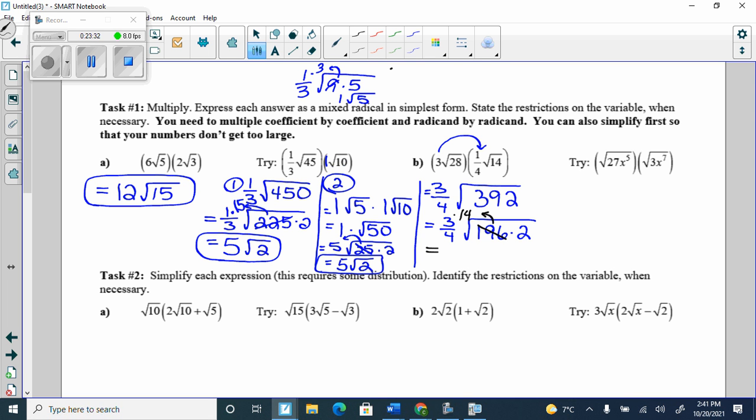3/4 times 14, what's that? 21 over 2. Just gave you the mixed fraction. 21 over 2 and root 2.